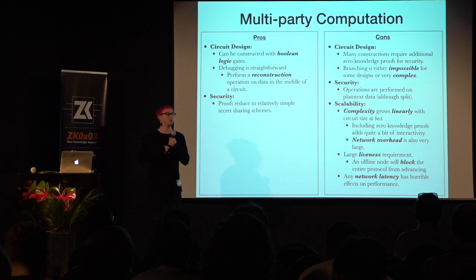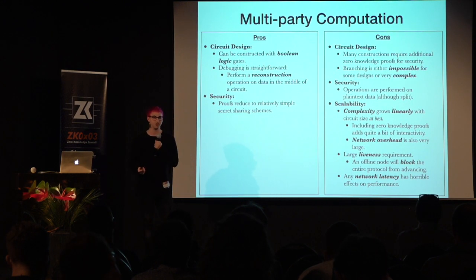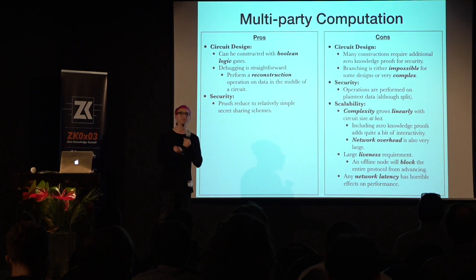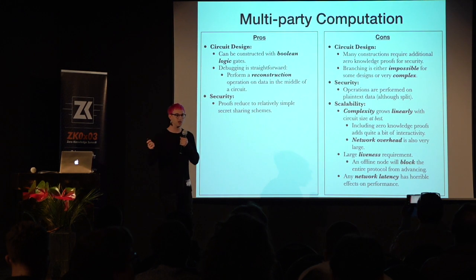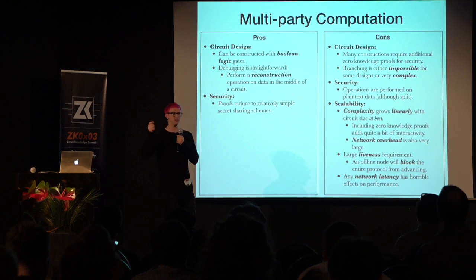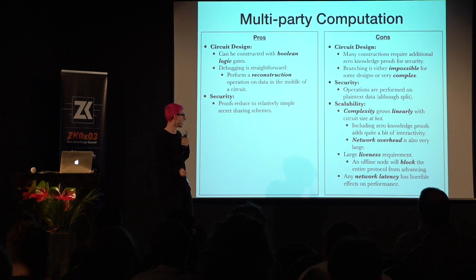You also then have to include zero-knowledge proofs, which can add quite a lot of interactivity between the parties involved. And network overhead is very, very large. Depending on the scheme, some may require exponential communication. So if you have 3 parties, it would require like 3 to the 3 communications back and forth.